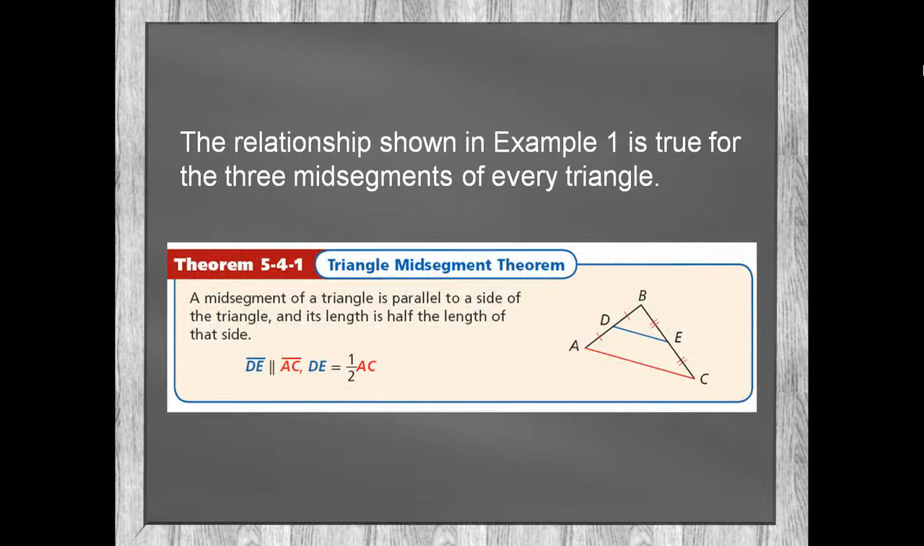The relationship shown in example 1 is true for the three midsegments of every triangle. A midsegment of a triangle is parallel to a side of the triangle, and its length is half the length of that side.